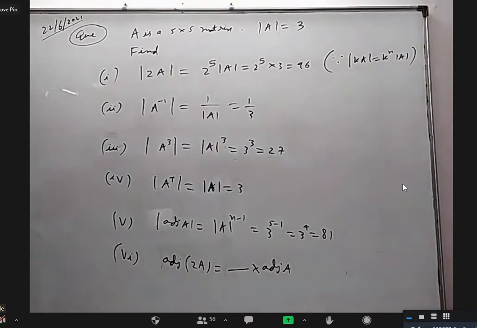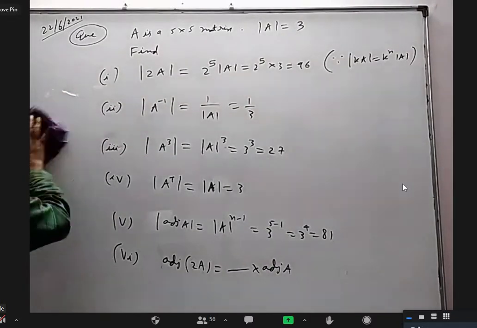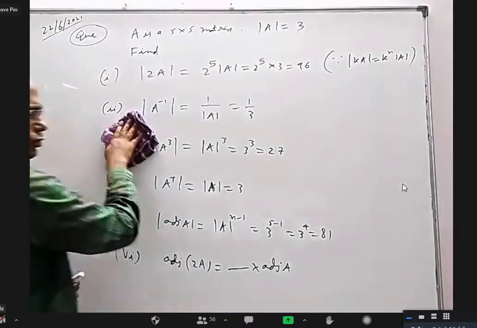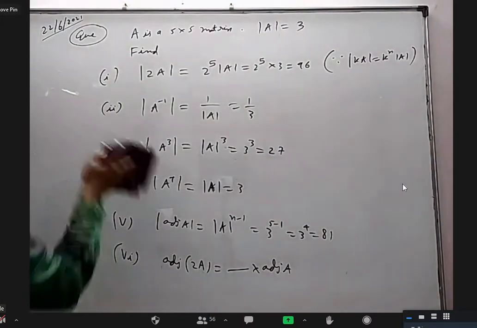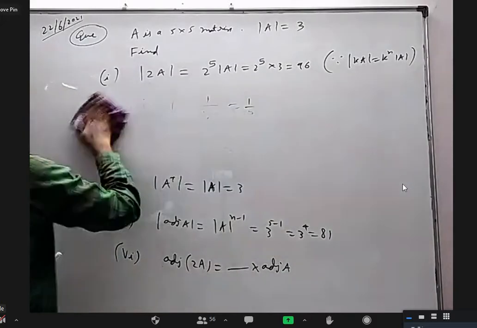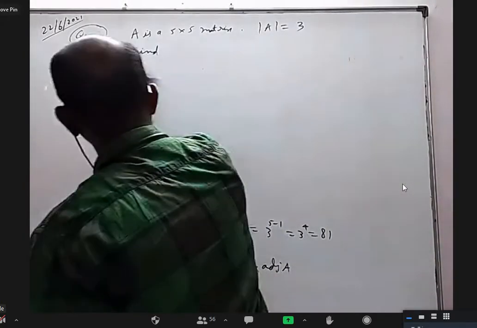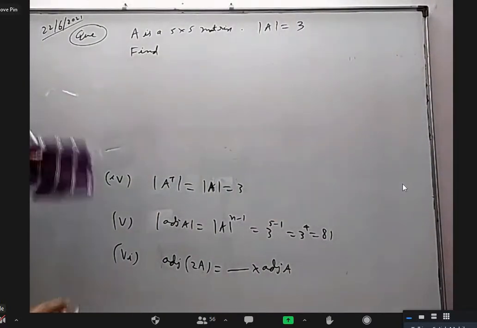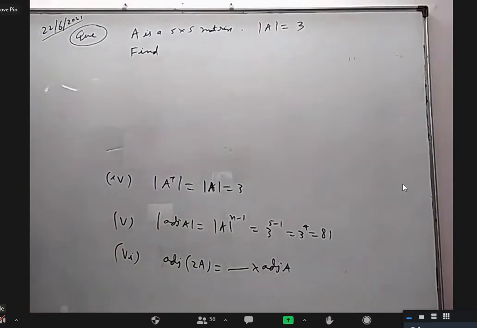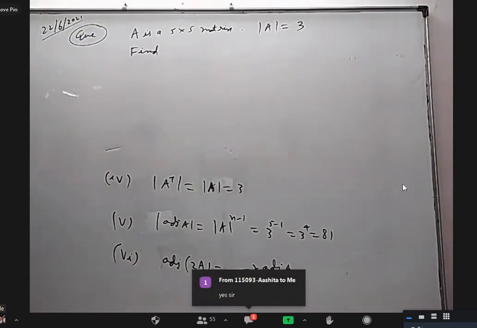Sir, sixth one is 16. 16, huh? Yes, correct. Am I erasing first three questions? Everybody completed first three, right? Yes, sir. Ashita, you're able to follow these questions? Okay.